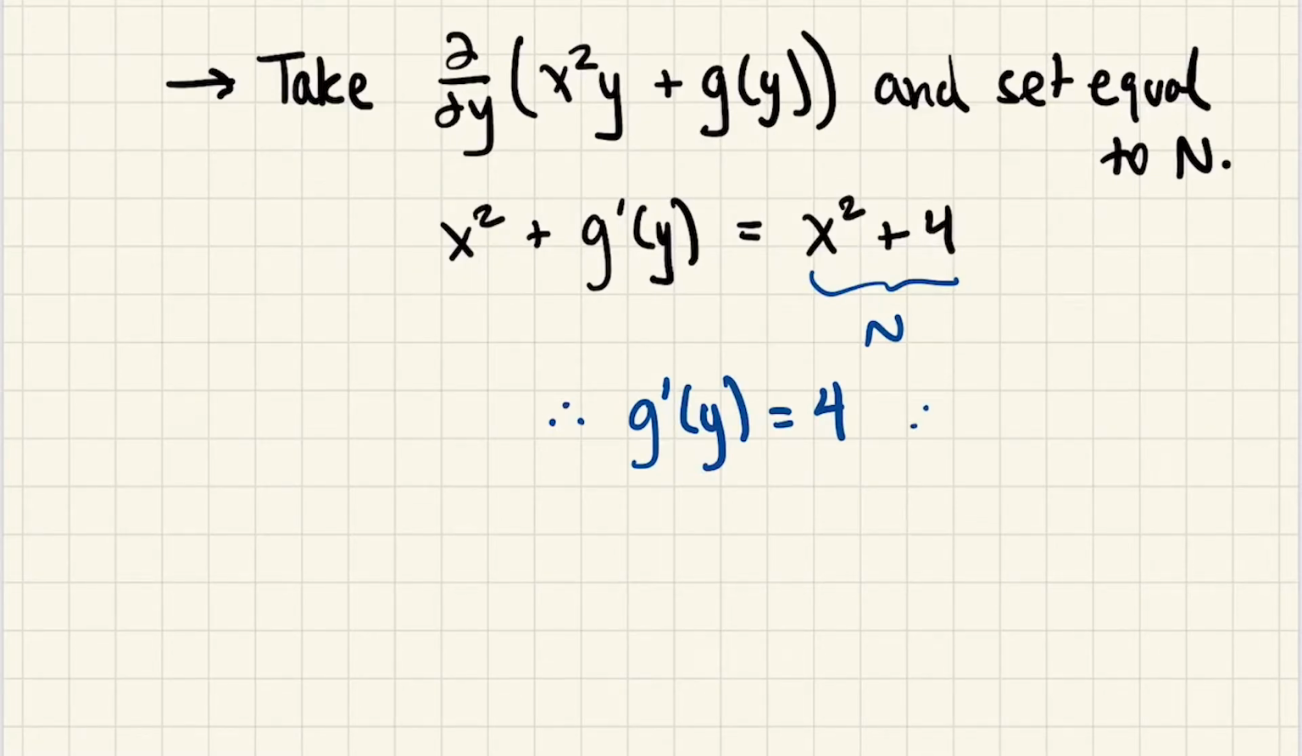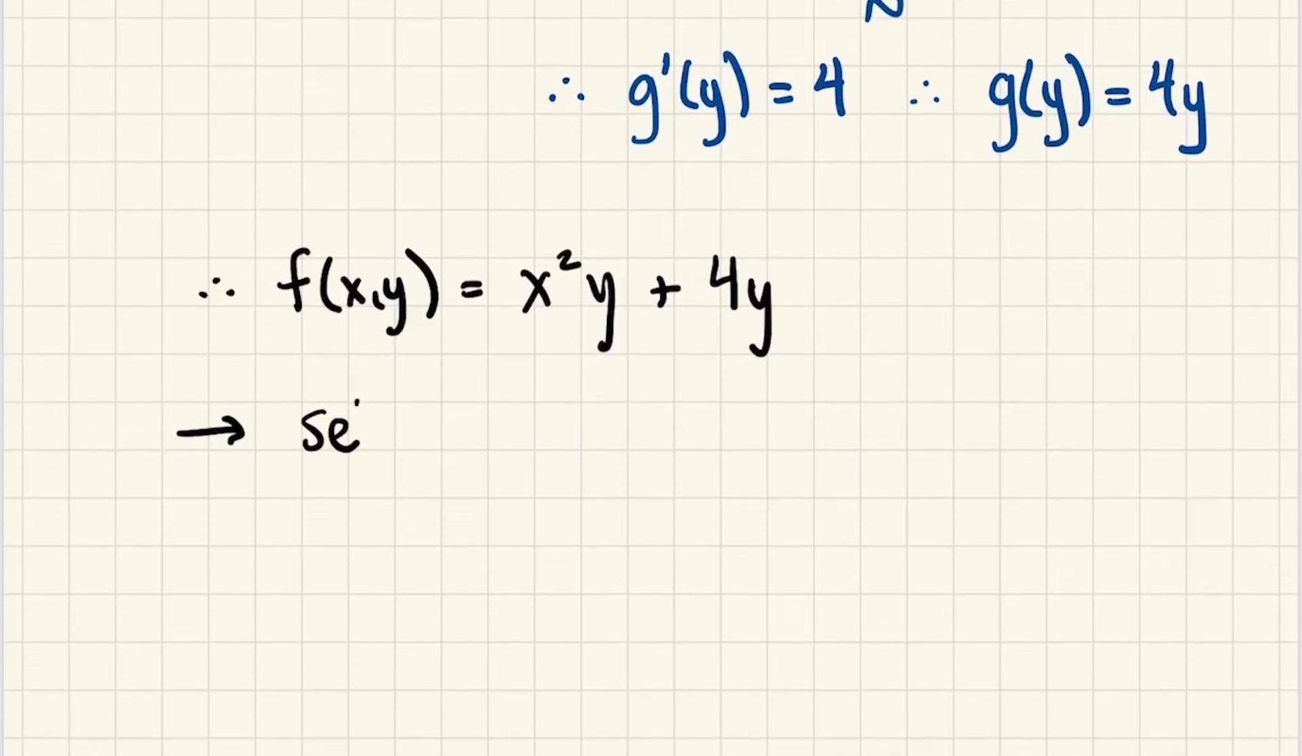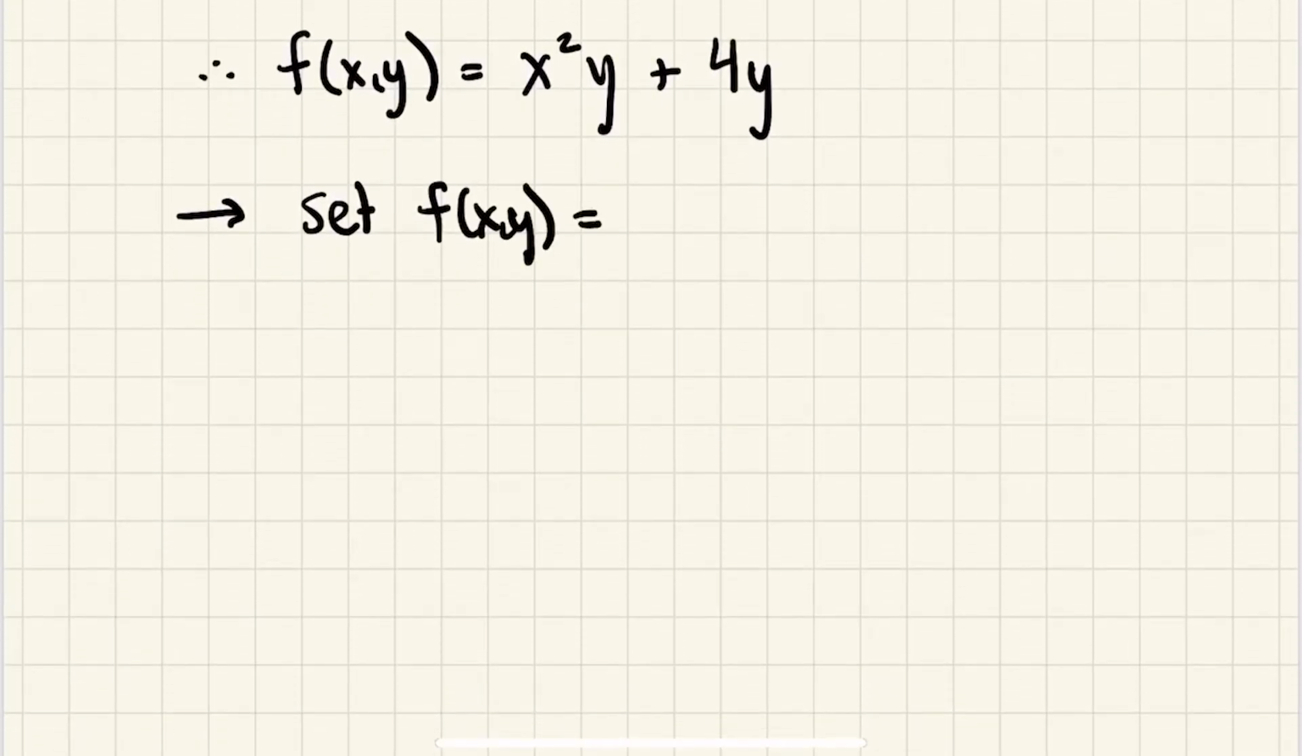Okay. So we can deduce that g of y is equal to 4 times y. What about the constant? Well, we're going to leave it off, and I'll explain why in just a moment. But where does that put us right now? Well, we finally have our f of x,y, which is x squared y plus g of y, and g of y is 4y. So now we're going to set f of x,y equal to a constant, which is the antiderivative of 0. And remember, 0 is on the right-hand side of the original differential equation. So that's our final answer.